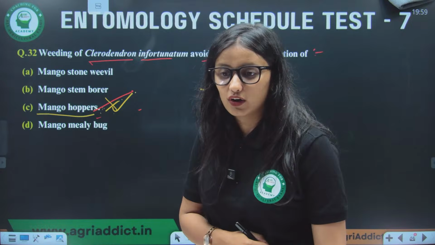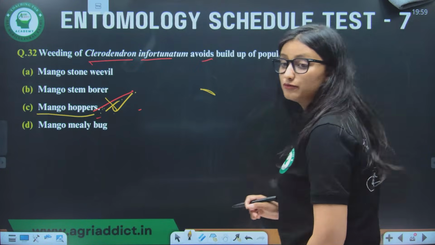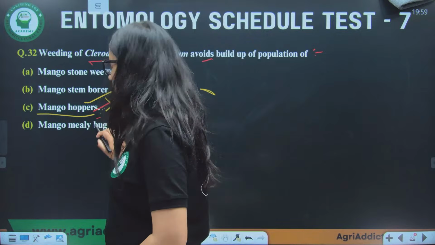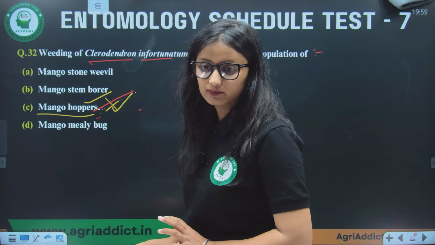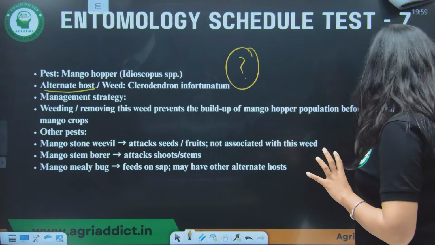Lock C quickly. Okay, I will confirm it. You have to pick either this one or this one by tomorrow. Okay? Okay. So this is question 32.